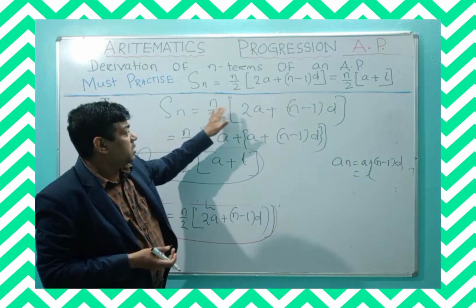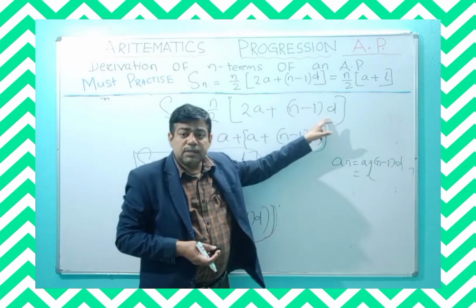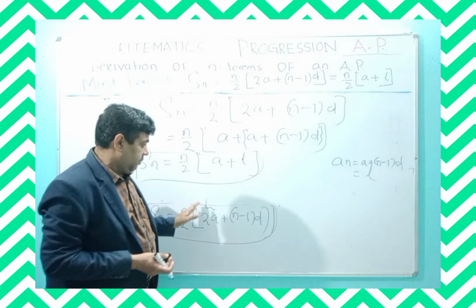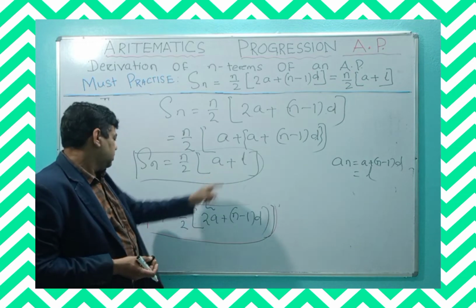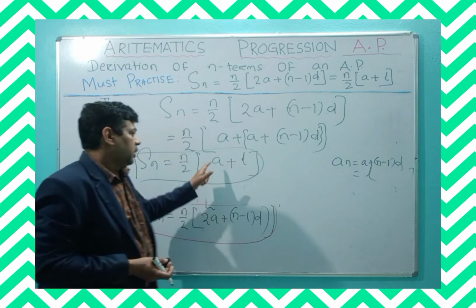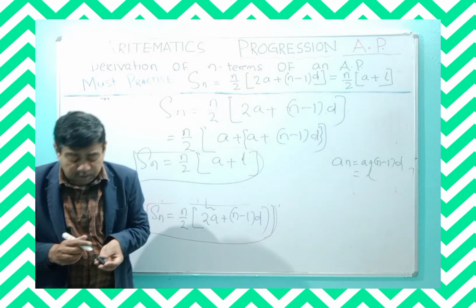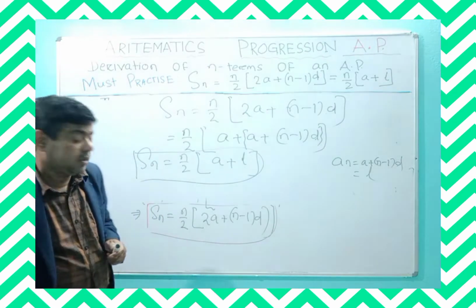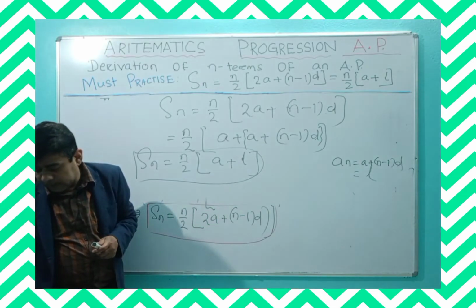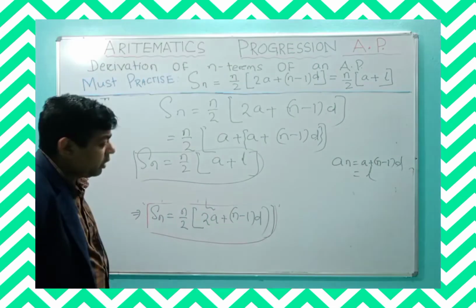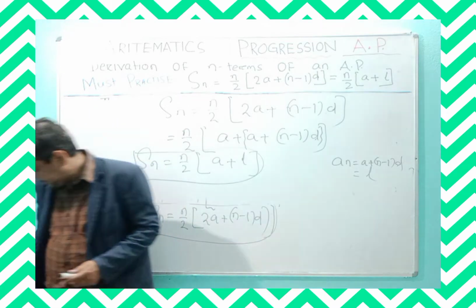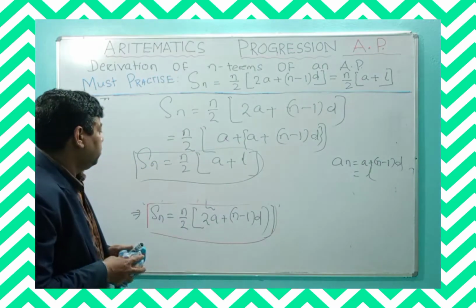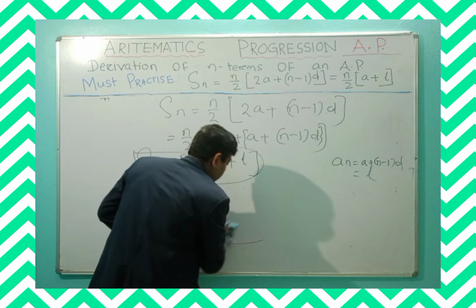If the first term is given, the common difference is given, and the number of terms is given, we can use this formula. Instead, if the last term l is given, and the first term is given, and how many terms we have to add is given, we can find the sum of n terms using the other formula. Is it clear? Understand? Okay, note down, all of you.